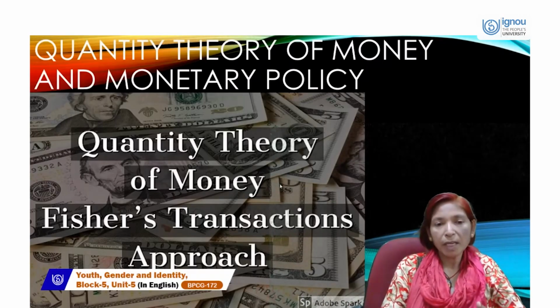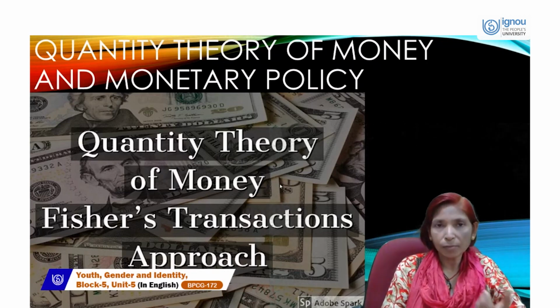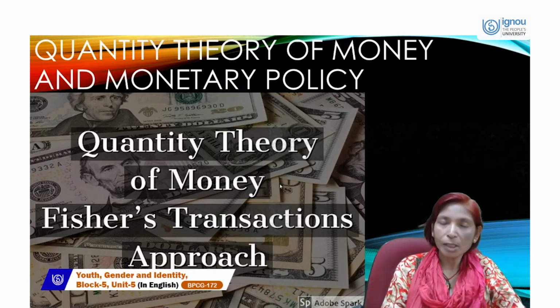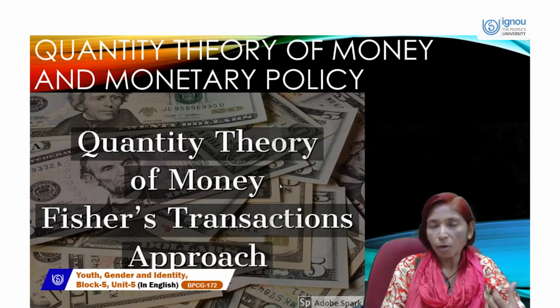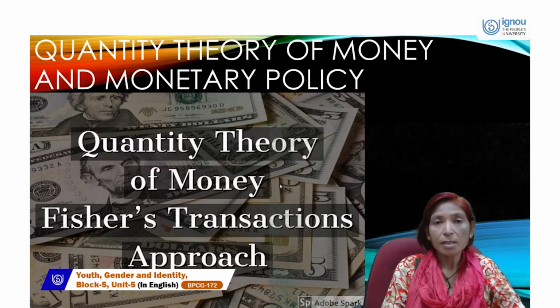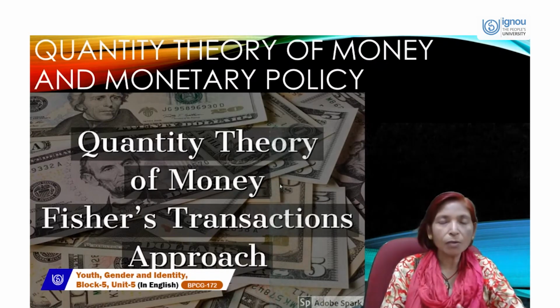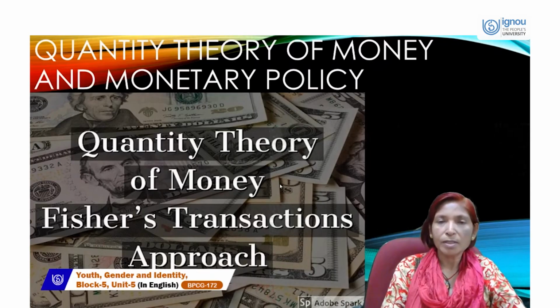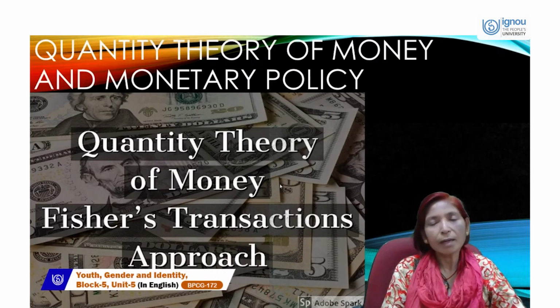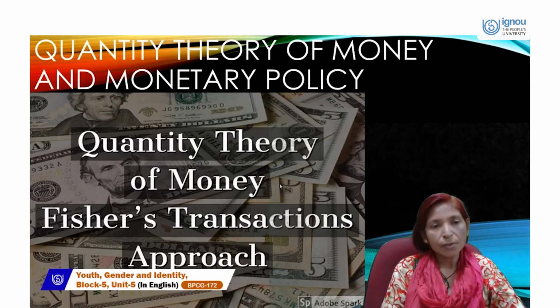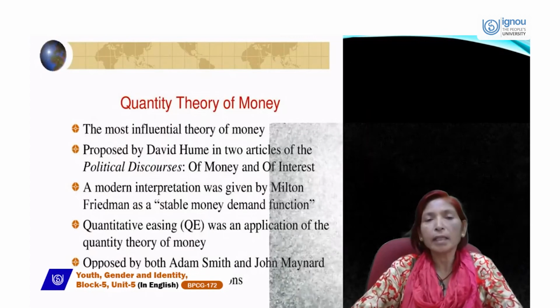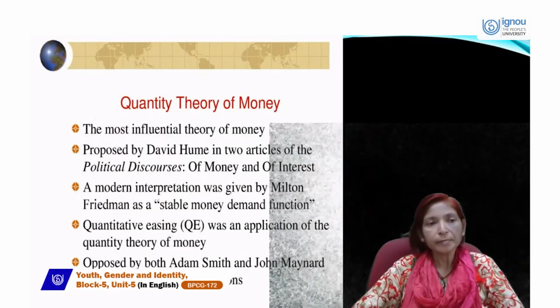Now, what is the main thing of this quantity theory of money? What are the assumptions to formulate this theory? And why was this theory criticized by Cambridge University's economists? And what is the new approach of Cambridge University's economists, or cash balance approach? In today's session, we will cover all these things. So let us start from the first topic, quantity theory of money.